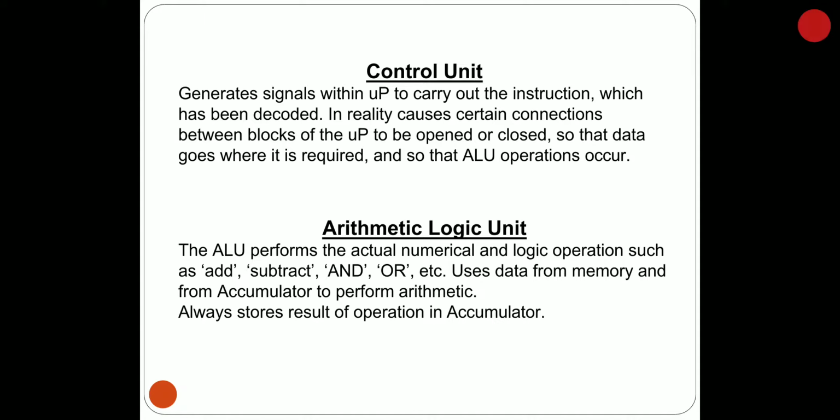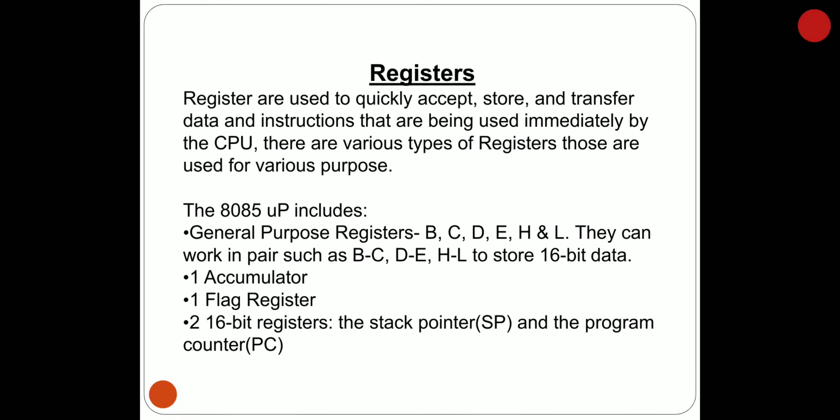Next, the arithmetic logical unit. It performs various types of operations, which may be numerical or logical, such as addition, subtraction, AND, OR, etc. These operations play a vital role in performing the data operations. It uses data from memory and from the accumulator to perform arithmetic, and always stores the result of the operation in the accumulator.